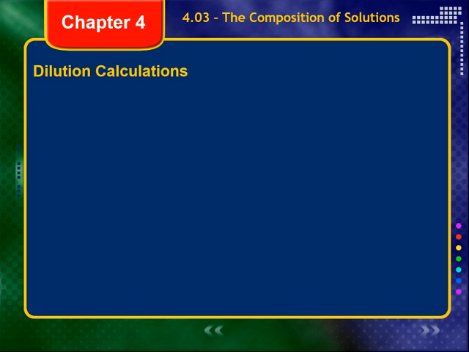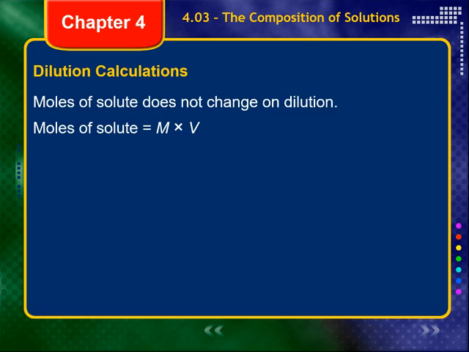So if we're going to try to do some calculations here for dilutions, the moles of solute do not change on dilution. We're only changing the amount of solvent. Now we can easily find the moles of solute by multiplying the molarity of the solution by the volume of the solution. That way, the volume and molarity cancel out, and you'll be left with moles.